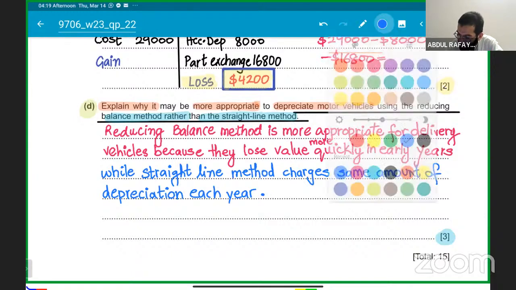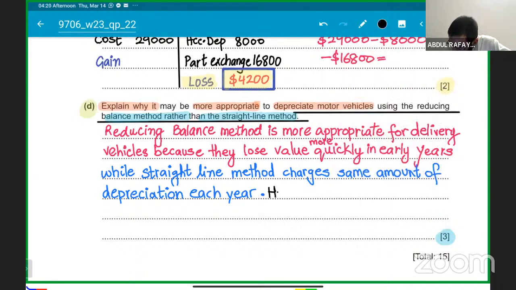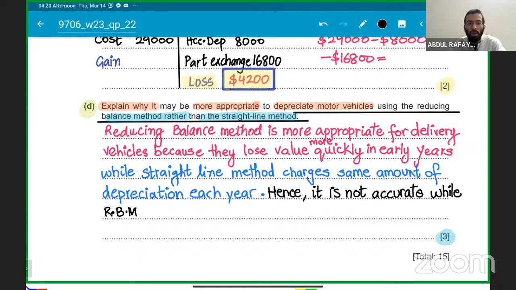So this will be 2 marks for you, and the third mark you can get by writing: hence the straight line method is not an accurate method for depreciation, while the reducing balance method charges depreciation on the net book value. Okay guys, is everyone getting that?